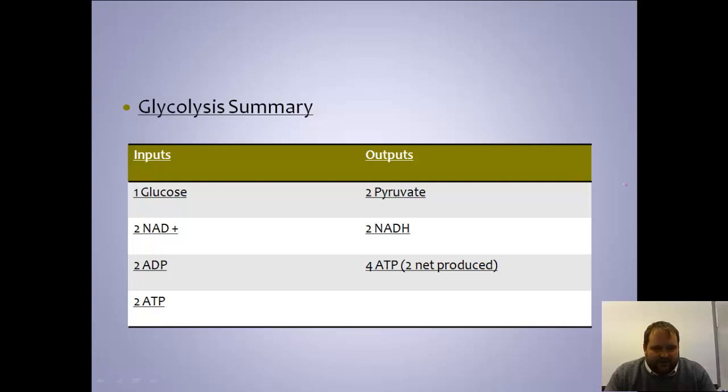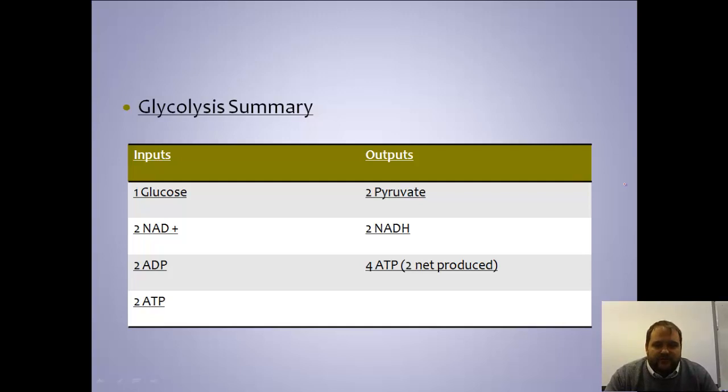So our inputs are 1 glucose goes in. We get a couple of NAD+, which gets turned into NADH. We get 2 ADP, that eventually gets turned into ATP. And we also have an input of 2 ATP, so we had to spend some energy.